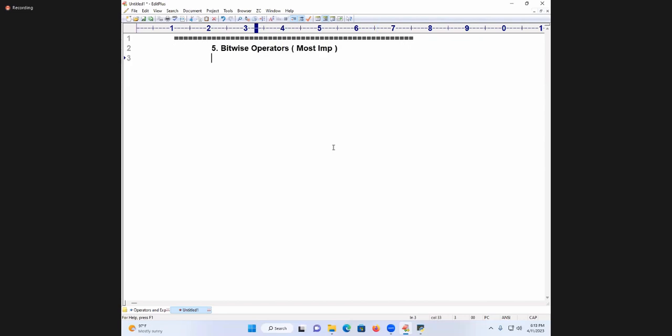Who knows C language here? Girls, even when I say good evening, you are not saying good evening. So busy. Do you know C language? Don't know, only Python. Okay. Boys, who knows bitwise operators? Who knows C language? Don't know. You know, but you forget.